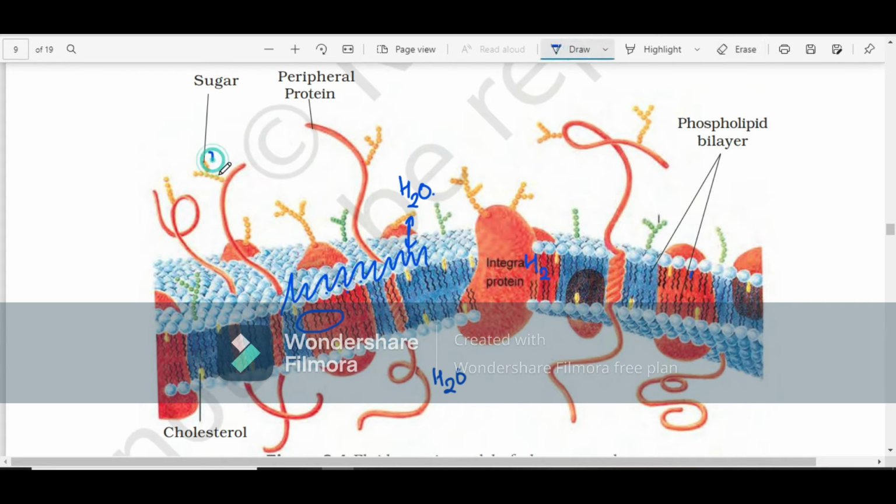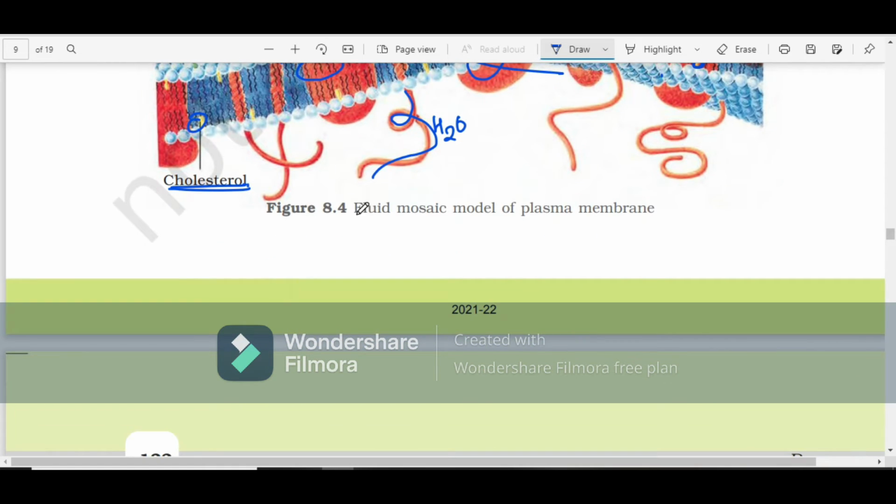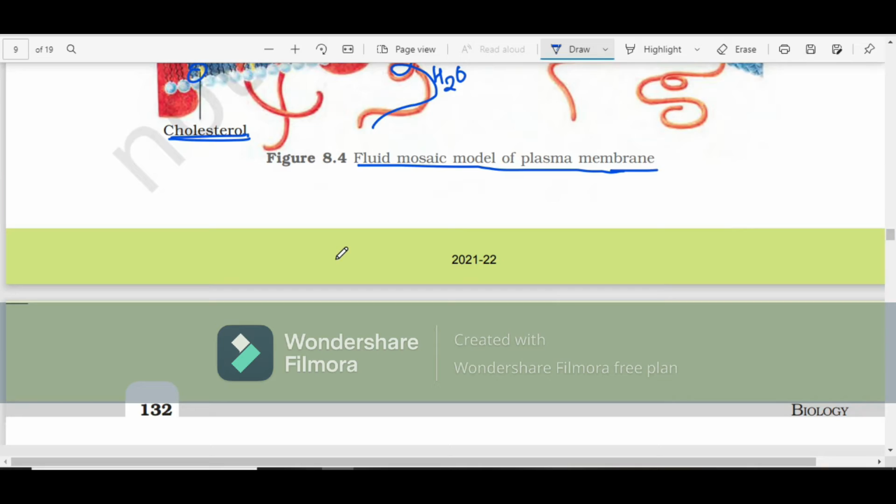So there's this sugar, there's the peripheral protein. If you see, this is the peripheral protein found on the periphery. And this is the integral protein. Here it's not totally buried, it's partially buried. And there's this phospholipid bilayer, and this yellow structure is called cholesterol. This is the fluid mosaic model of plasma membrane, which is given by Singer and Nicholson in the year 1972. We'll be seeing that.